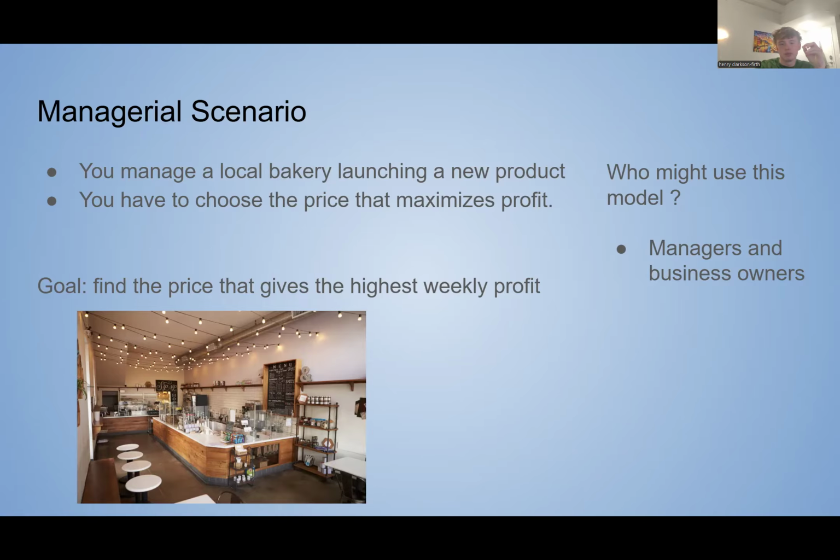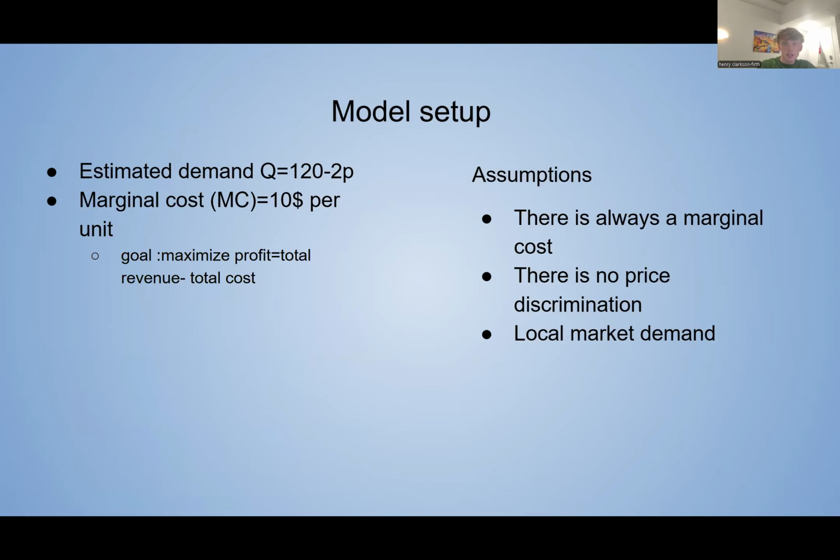Now, slide through. Here's the setup of our model. The demand equation for our cronuts is estimated to be around Q equals 120 minus 2P. That means when the price goes up by $1, we'll expect to sell two fewer cronuts. Our marginal cost, the cost to make one more cronut, is $10. It includes ingredients, packaging, and labor.